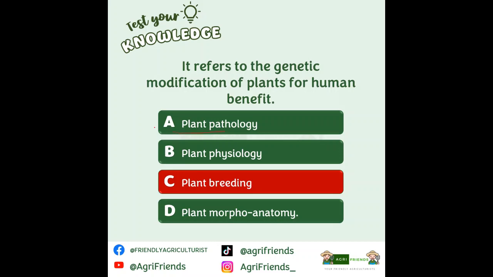So, plant pathology is the study of suffering of plants. Plant physiology, on the other hand, refers to the study of plant functions and behavior, including the processes of growth, metabolism, and reproduction. Plant morphoanatomy is the study of the structures, including the internal and external parts, and mostly it deals with the cellular or microscopic level.